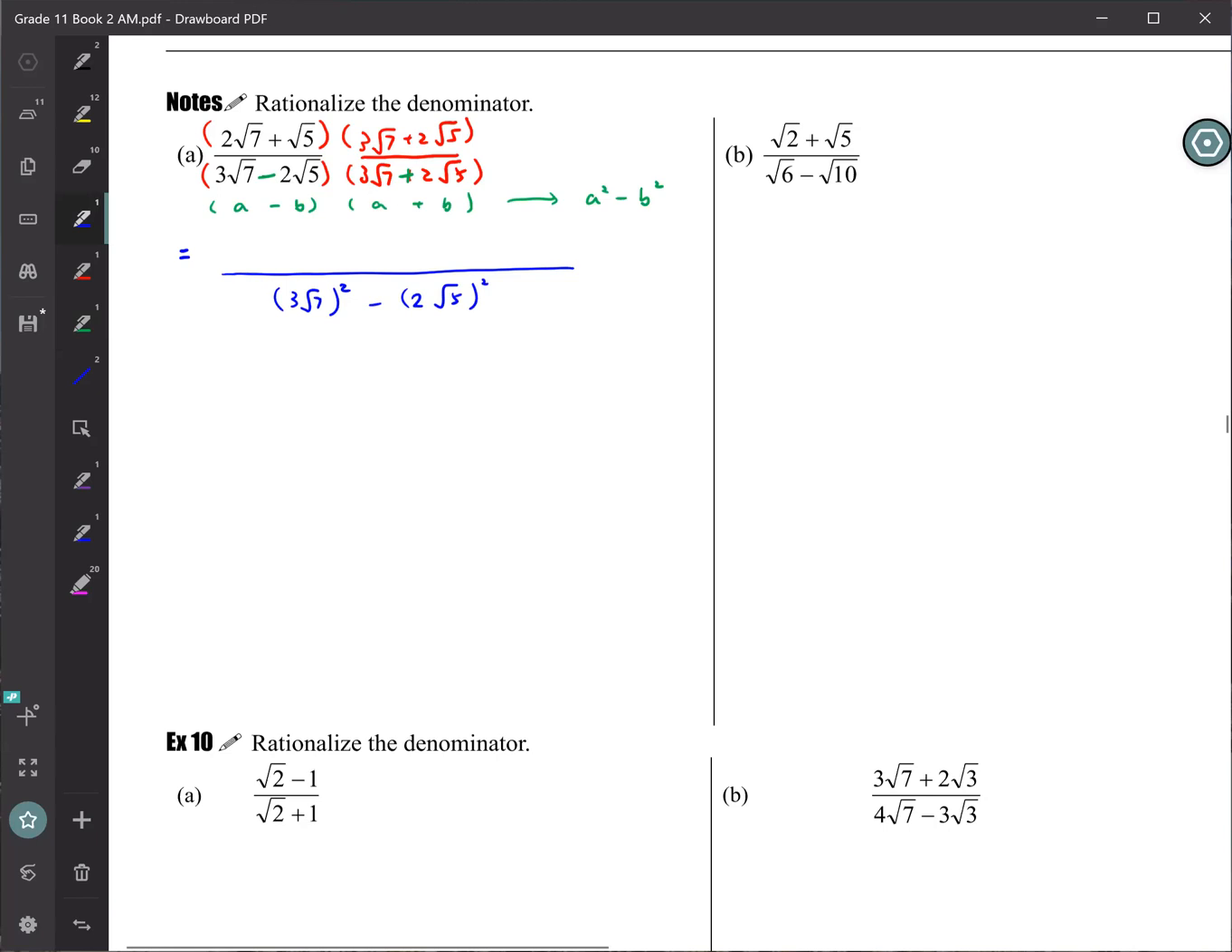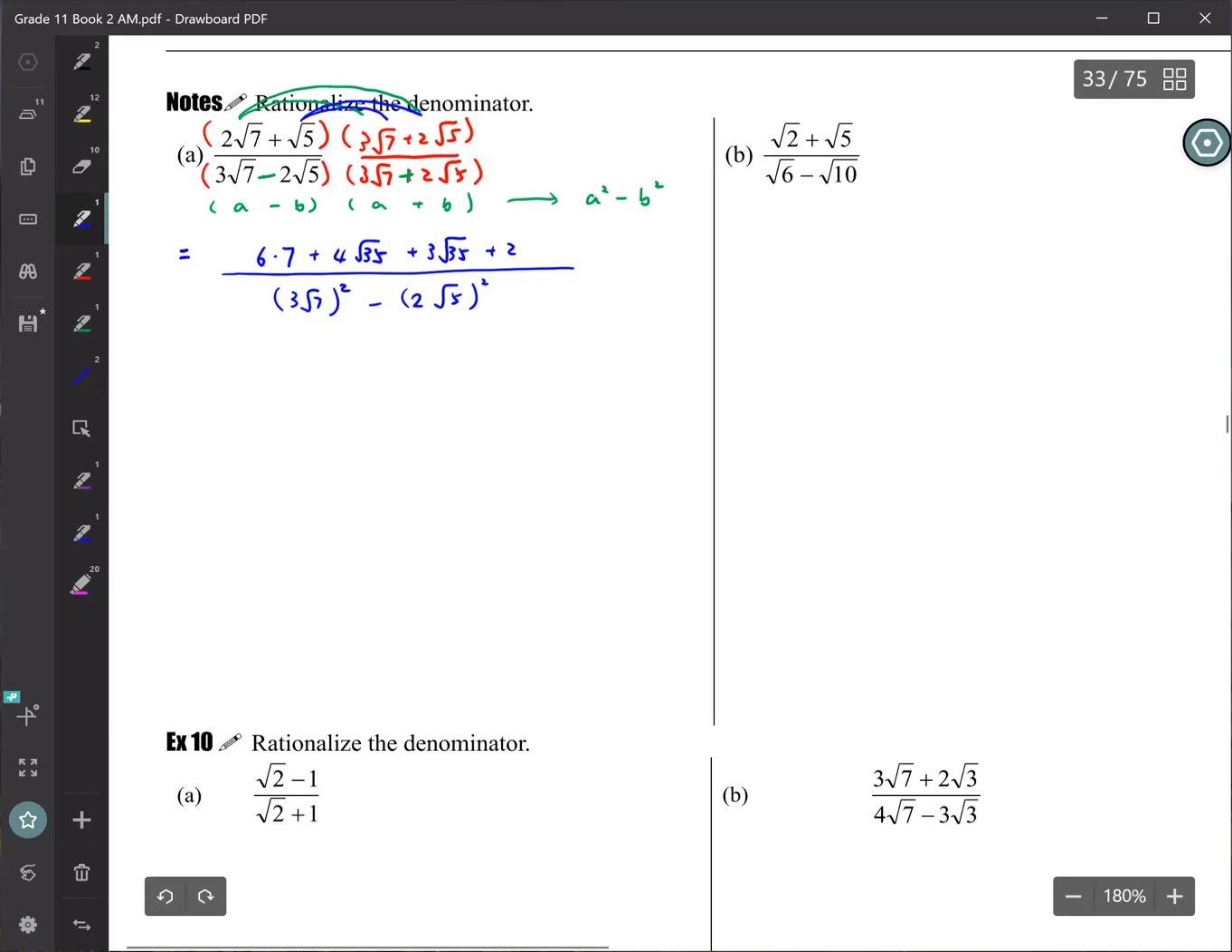All right, and the numerator we have to do one by one. You need to distribute 1, 2, and then 3, 4. You get a total of 4 terms. Brendan, can you do the numerator? So it's 6 times 7, very good, plus 4 root 35, and 3 root 35, sorry, and plus 2 times 5, very good. So some of the multiplication got rid of the root.